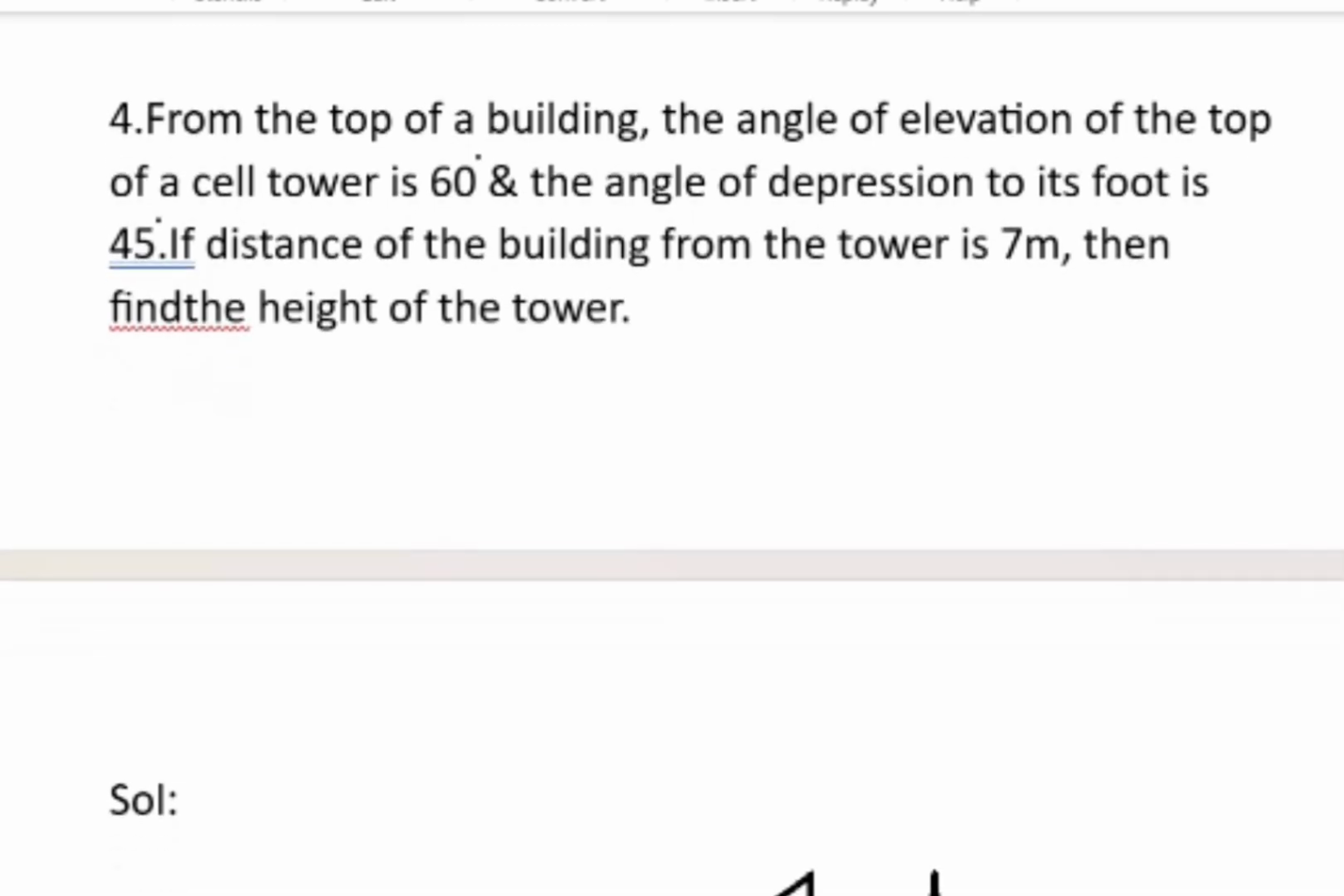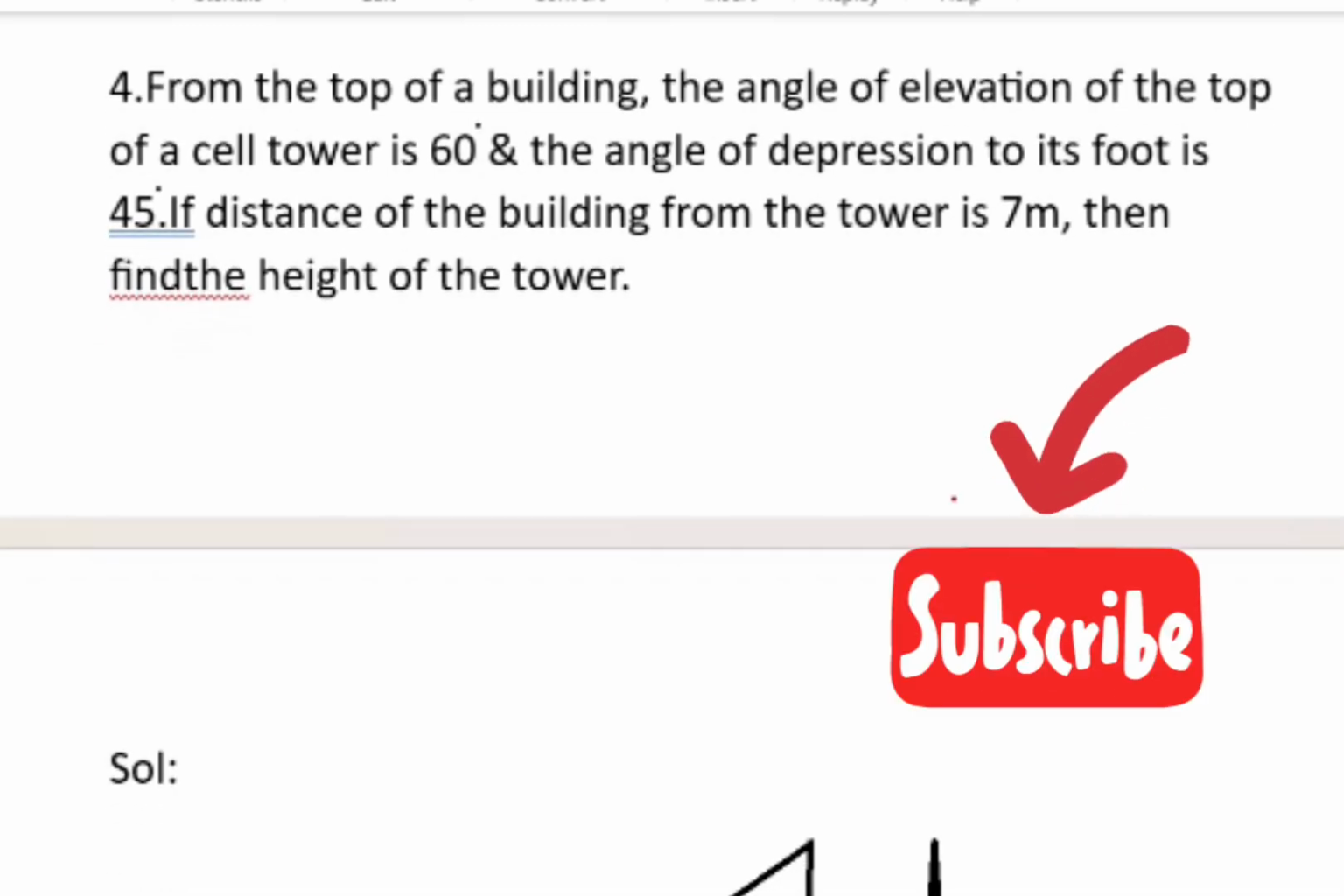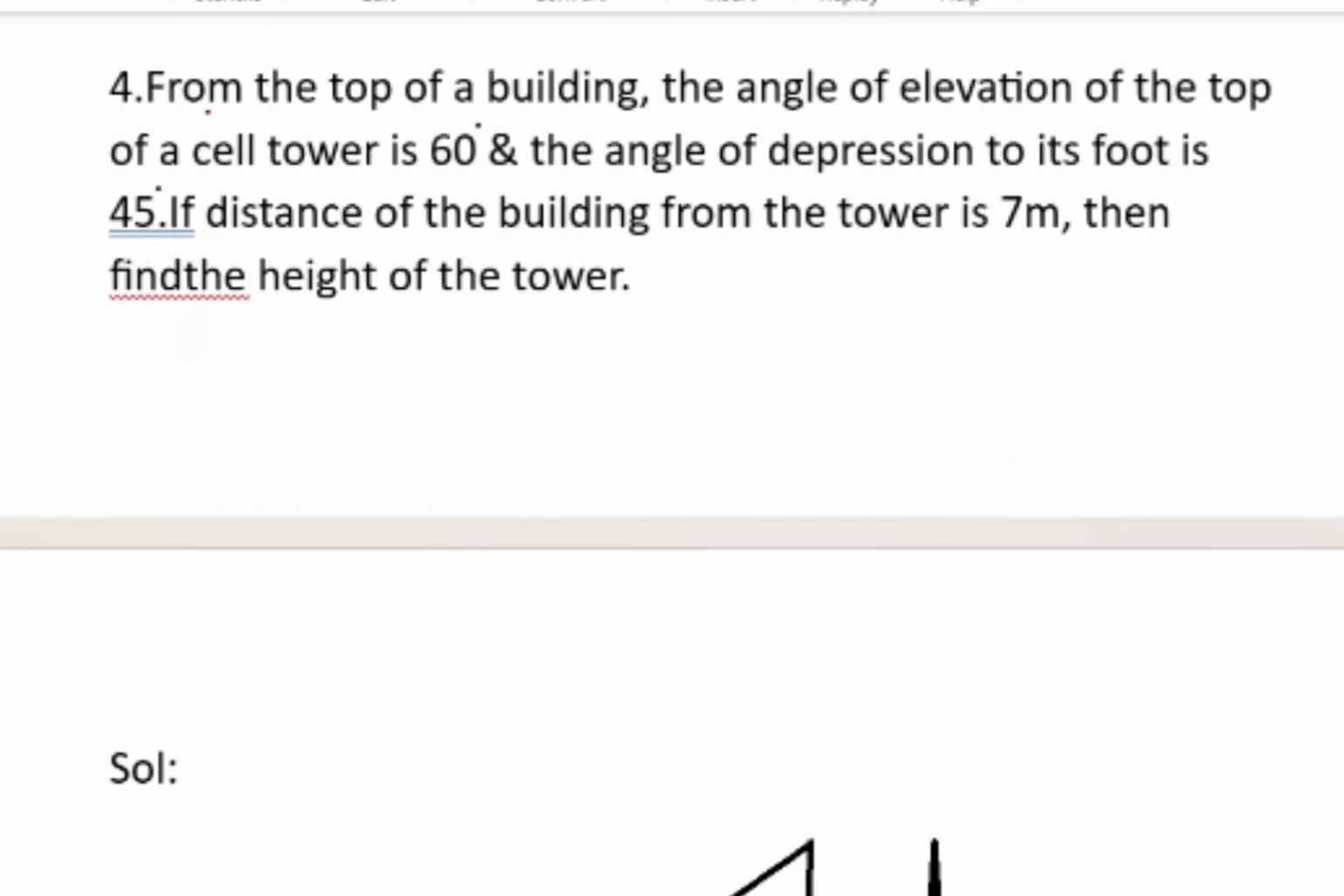Next question. From the top of a building, the angle of elevation of the top of a cell tower is 60 degrees and the angle of depression to its foot is 45 degrees. If the distance of the building from the tower is 7 meters, then find the height of the tower.